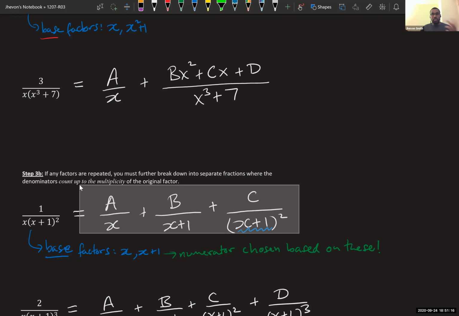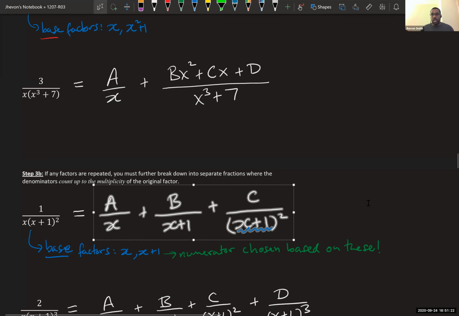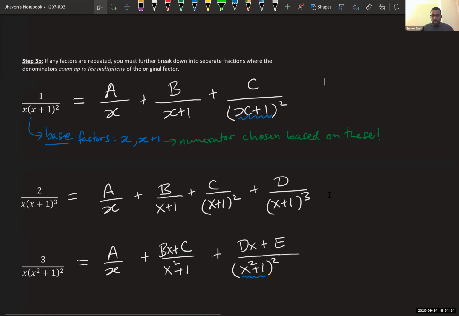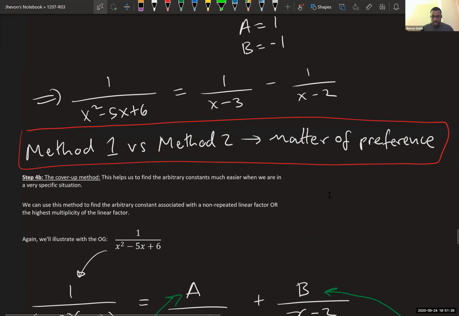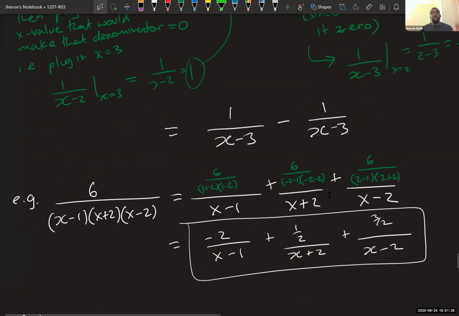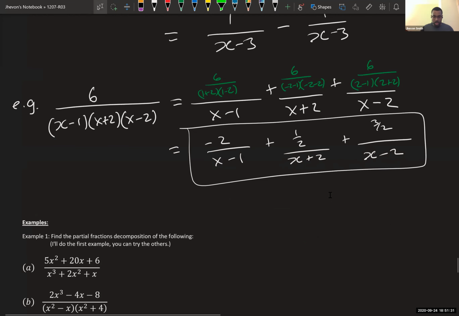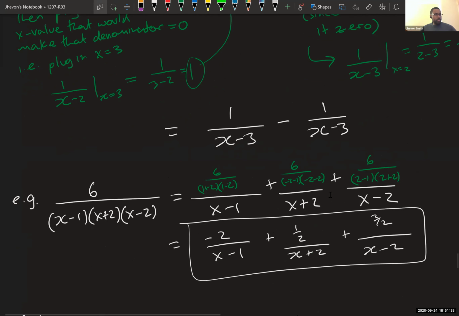The other two methods are far more general, but the cover-up method works in very specific situations. It works when you have linear factors and non-repeating linear factors. And it also works on the highest multiplicity of a linear factor. But that's called the cover-up method. So yeah, at that point, we're pretty much wrapped up here.